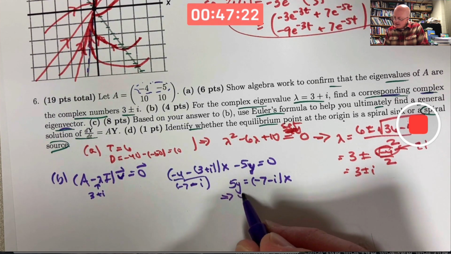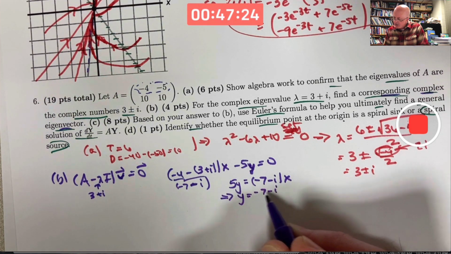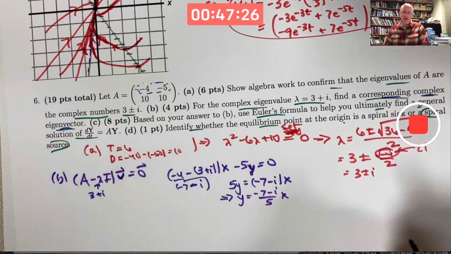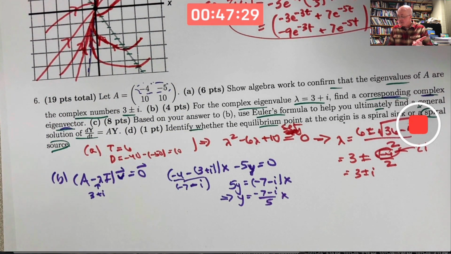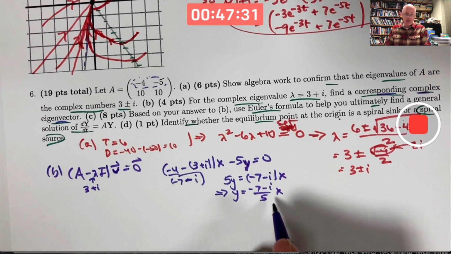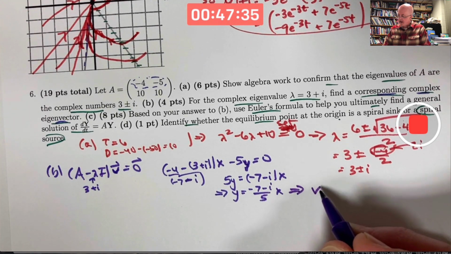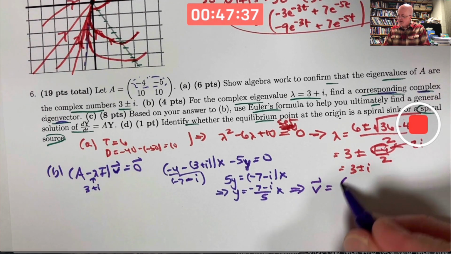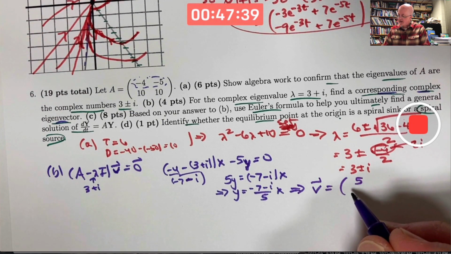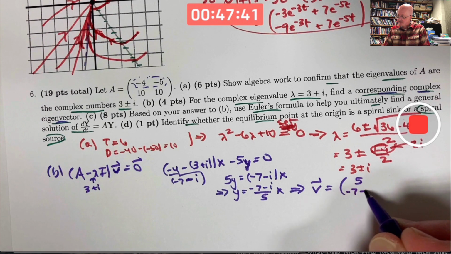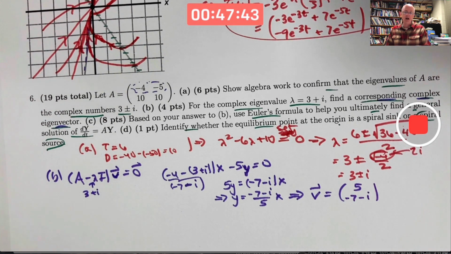So then y would be negative 7 minus i over 5 times x. And I could then take x to be a free variable and set it equal to 5. That would mean I could take my complex eigenvector to be 5 for the first component and negative 7 minus i for the second one. That would be a complex eigenvector.